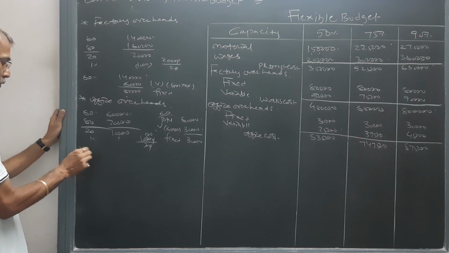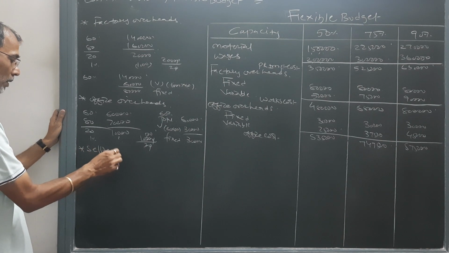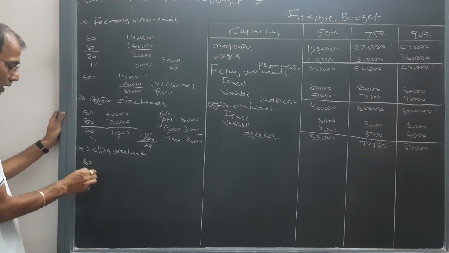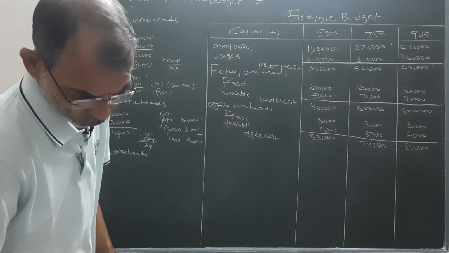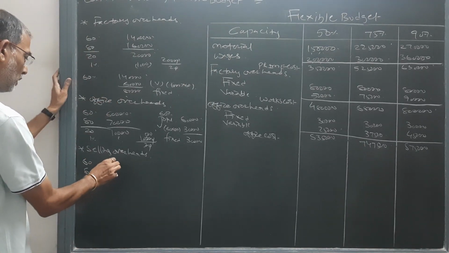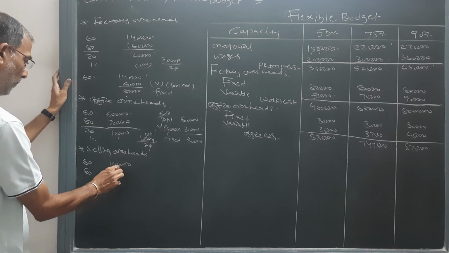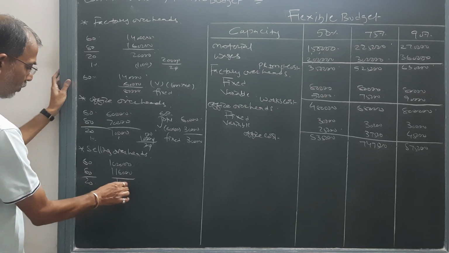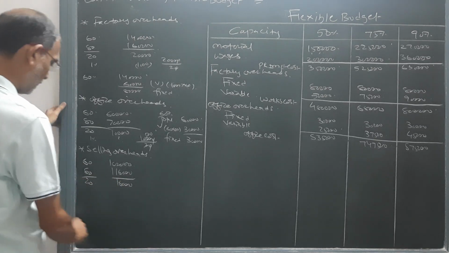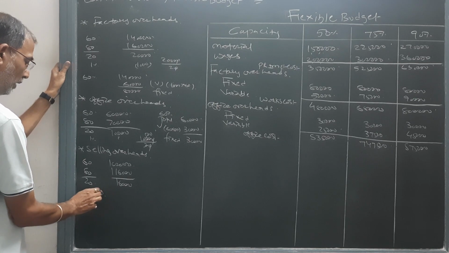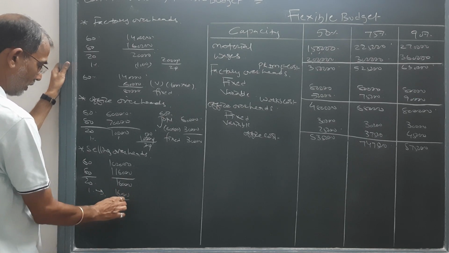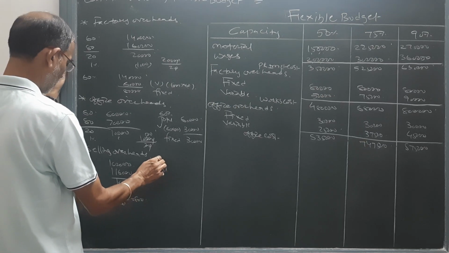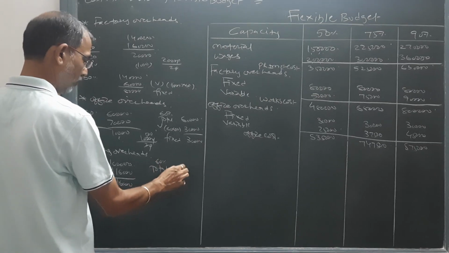Then after we will come to selling overheads at 60 and at 80. Those are 1 lakh and 1 lakh 16,000. So difference is 16,000 for 20%. So for 1% that will be 16,000 divided by 20, so 800. Total at 60% are 1 lakh.